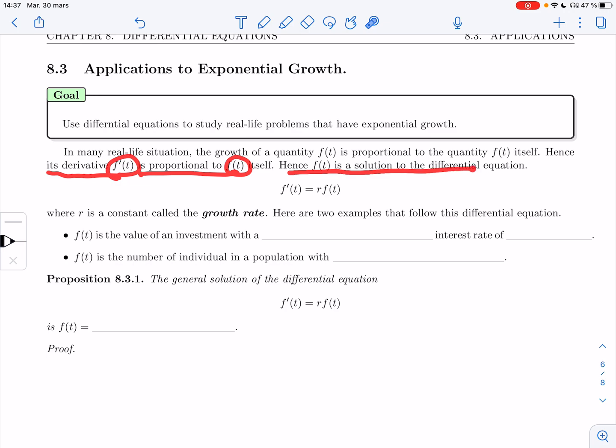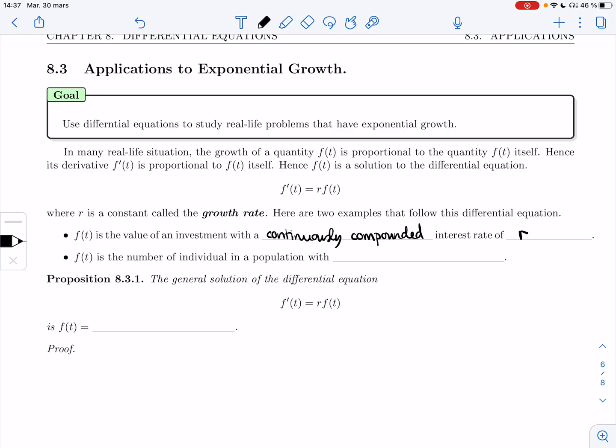Hence, f of t is a solution to the differential equation f prime of t equals r times f of t. R here is a constant called the growth rate. Two famous examples that follow this differential equation: first, f of t is the value of an investment with a continuously compounded interest rate of r.